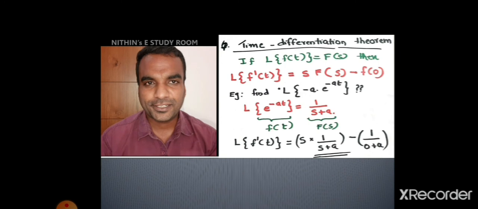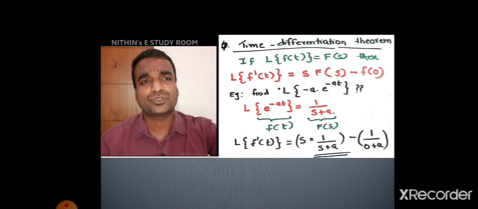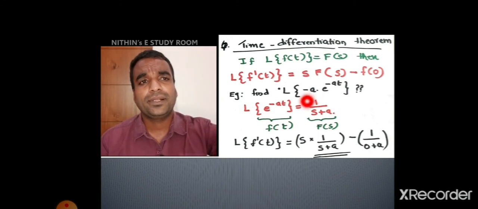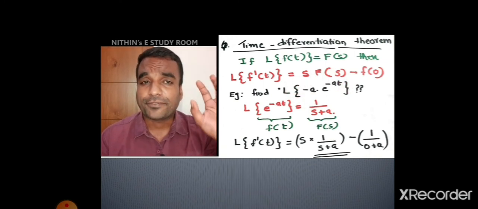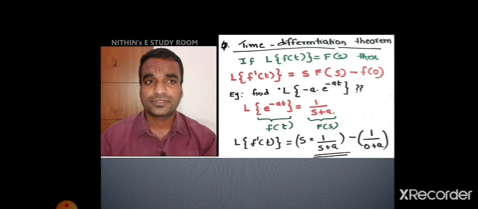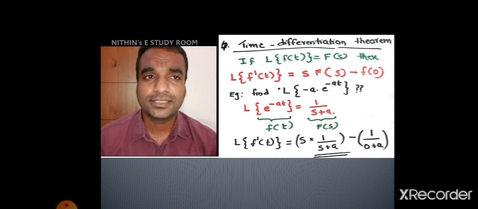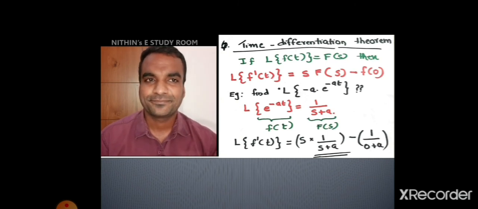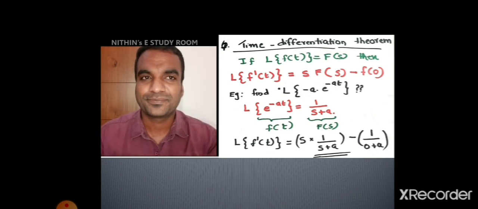So, if you are having any doubt, please revise once more. The basic thing is that while seeing the question, you should be able to identify that it comes under f dash t classification, because if e raised to minus a t is f of t, its differential is minus a into e raised to minus a t. If you have that basic knowledge, you can easily solve this problem.